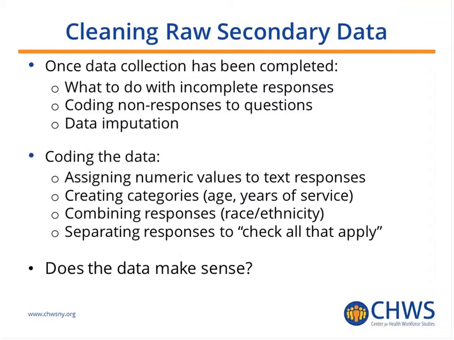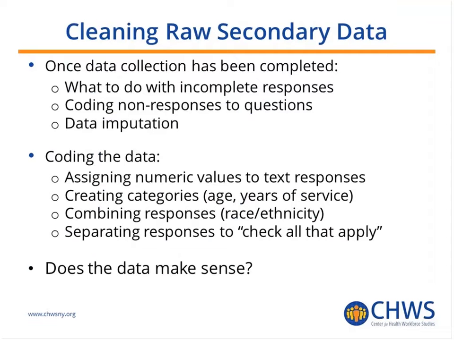Again, I didn't necessarily want to spend a lot of time on cleaning secondary data because every data set's going to be a little different. But you need to consider things like, what do you do if you've got an incomplete response? What do you do if you have a non-response? Do you do data imputation to fill in the blank, so to speak? If the data is raw and it's not how you wanted to collect it, do you assign values? Do you create categories? For example, for age or years of service or even income, where you're getting raw data and you want to put it into smaller categories, 10 or 12 categories.